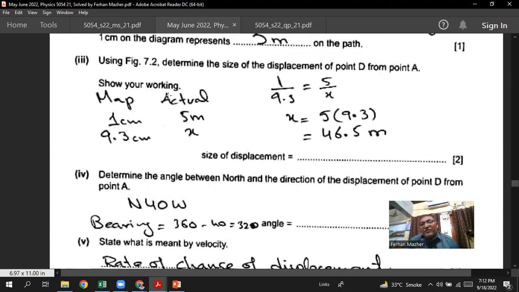So 1 centimeter on the map represents 5 meters in actual. The displacement between A and D is 9.3 centimeters. So how much will be the actual length? 1 divided by 9.3 is equal to 5 divided by x. Cross multiply, so x will be equal to 5 multiplied by 9.3, and that will be 46.5 meters. So the size of the displacement will be 46.5 meters.